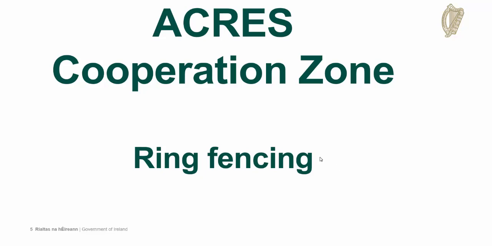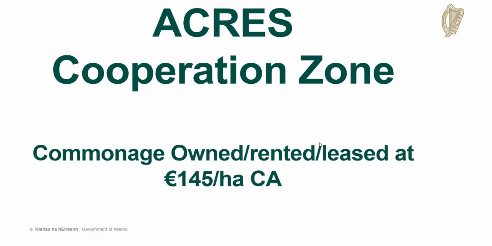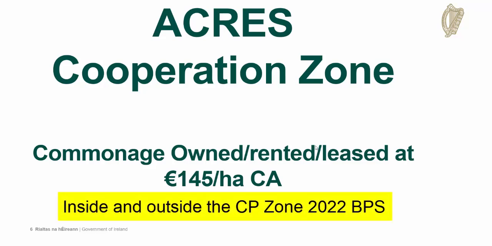So in this short video, we're just going to give an outline of how to apply the ring fencing calculation, and this applies to a cooperation project applicant, and we'll just go through some examples. So for the ring fencing rule, all Commonage land, whether owned, rented or leased, must be ring fenced for results-based payment at €145 per hectare of claimed area.